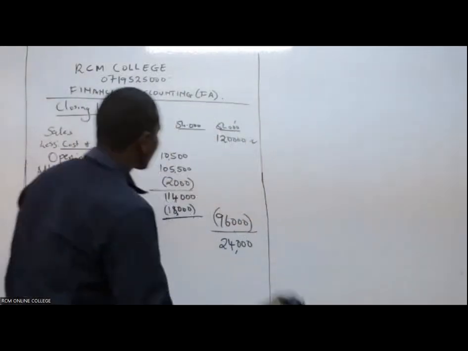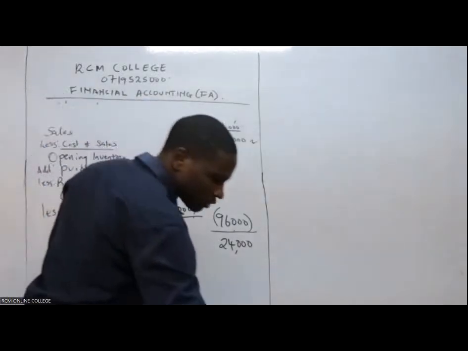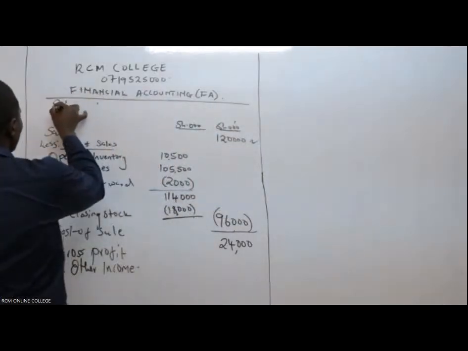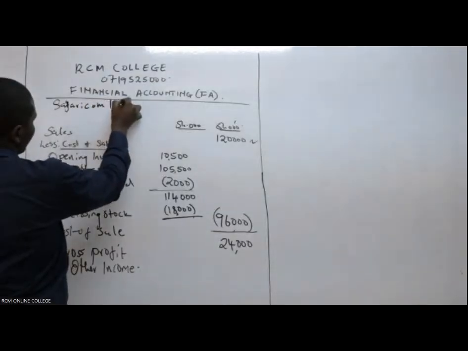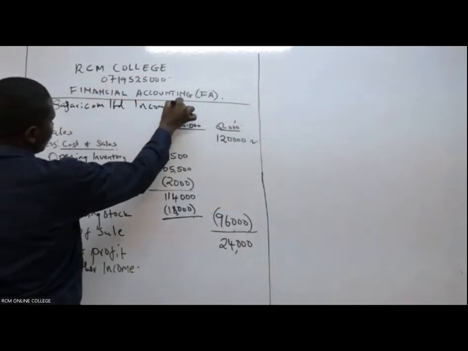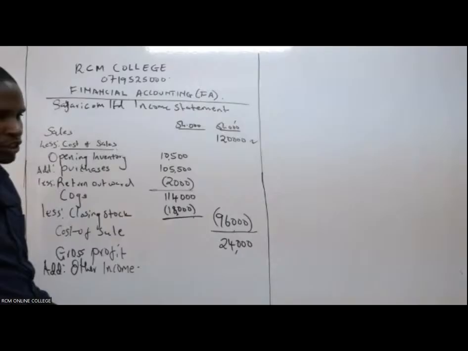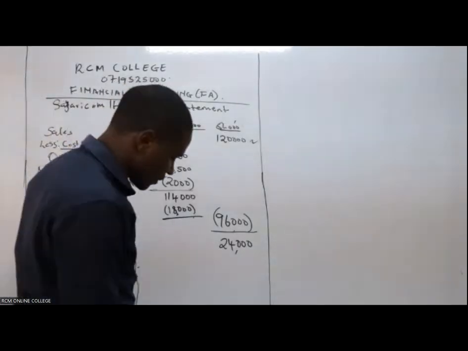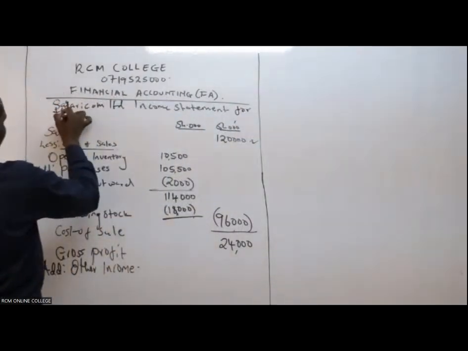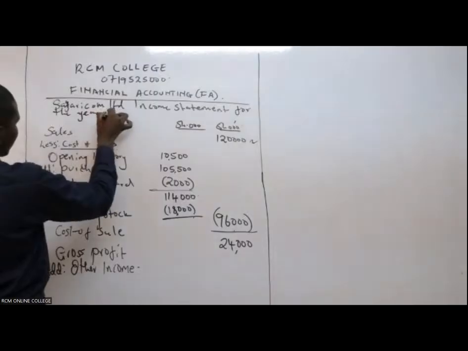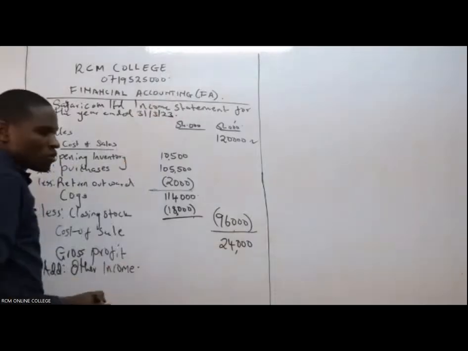So this is Safaricom Limited income statement. We change that to Safaricom Limited income statement, as at which date? As at 31st March 2023, for the year ended 31st of March 2023. So now this is our income statement.